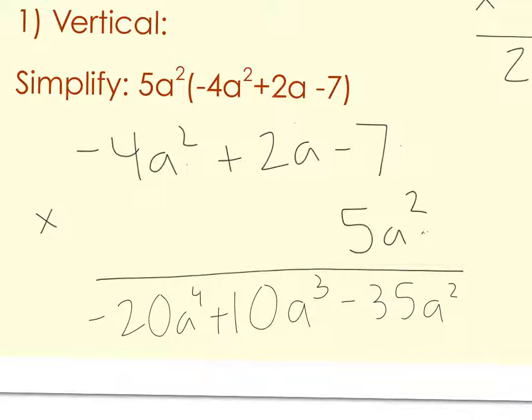And now I look at my final solution, and I ask, can I combine any a to the 4ths with a cubeds with a squareds? I cannot. So negative 20a to the 4th plus 10a cubed minus 35a squared is my solution.